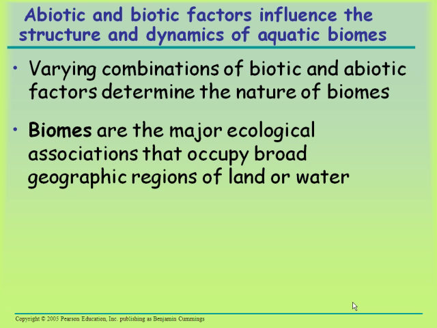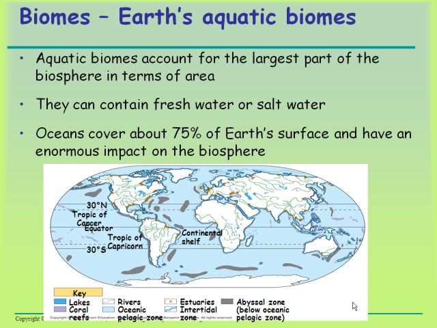Abiotic and biotic factors influence the structure and dynamics of aquatic or water biomes. Biomes are major ecological associations that occupy broad geographic ranges of land or water. Biotic and abiotic factors influence these. Earth's aquatic biomes account for the largest part of the biosphere in terms of area. They contain fresh water or salt water.